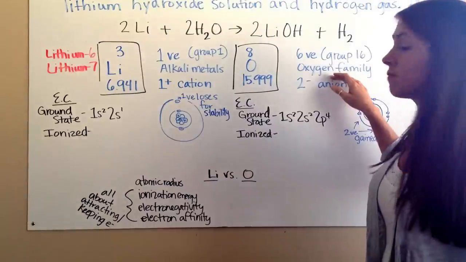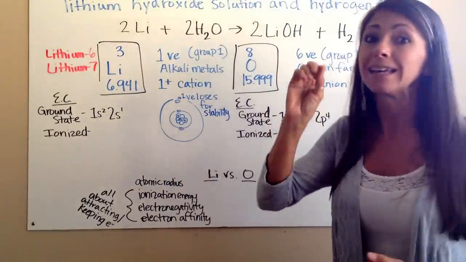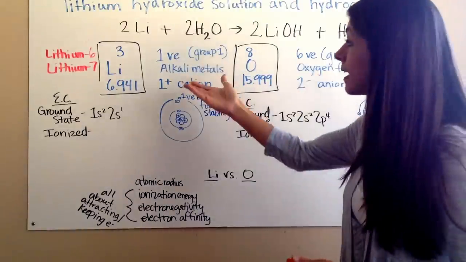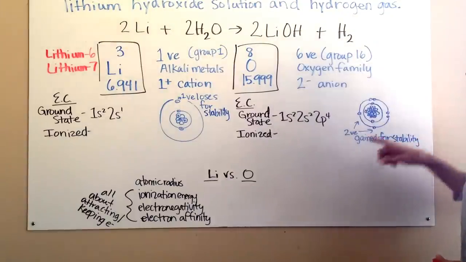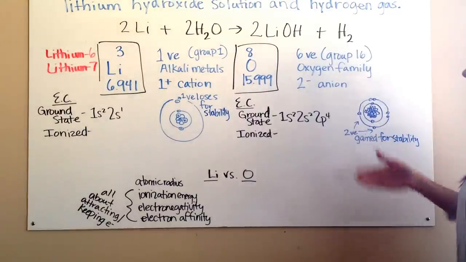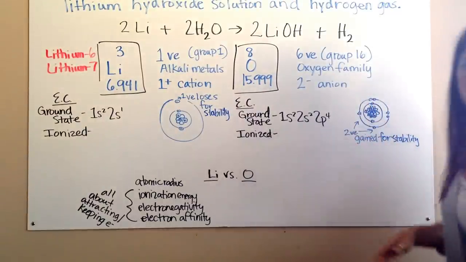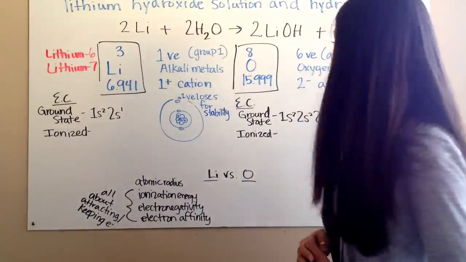It's part of the oxygen family. It is the head of its family. And it gains 2 electrons to become stable, unlike lithium. If you'll take a look at this Bohr model of oxygen, oxygen has 1, 2, 3, 4, 5, 6 valence electrons. And because of that, it gains 2. Doesn't make sense to lose all 6. It makes more sense to go ahead and gain 2 more to become stable.